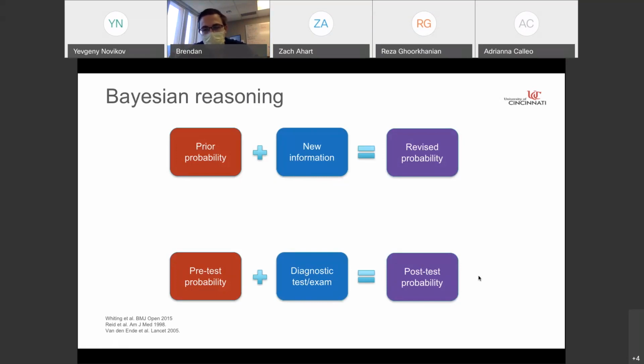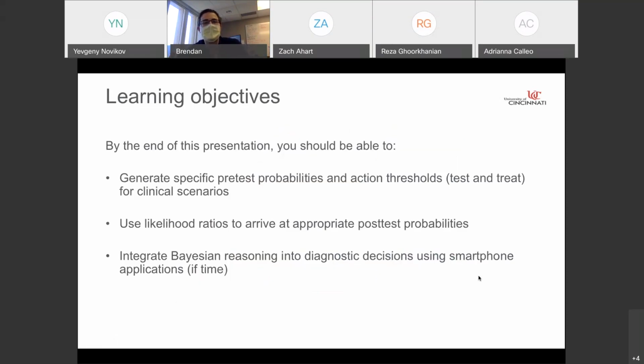I don't want to focus on math. I don't want to focus on things that are hard to calculate. I want to focus on useful ways to incorporate this kind of reasoning into our clinical decision making. So our learning objectives for today, the first one is I want you guys to be able to generate specific pretest probabilities as well as action thresholds for clinical scenarios. We'll get into the details of that in a bit. We also need to be able to use likelihood ratios to arrive at an appropriate post-test probability.